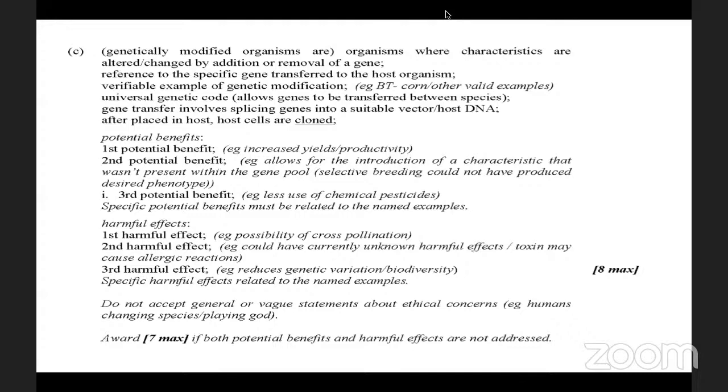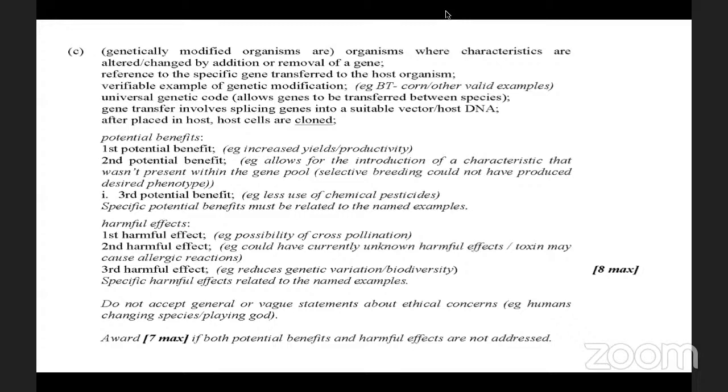Yang ni ada kaitan dengan BT corn sebab BT corn yang GMO ni dia lagi tahan kepada pesticide, tak silap lah. So potential benefit dia, less use of chemical pesticide. So dah habis explain the benefits, kita explain pula dia harmful effects.